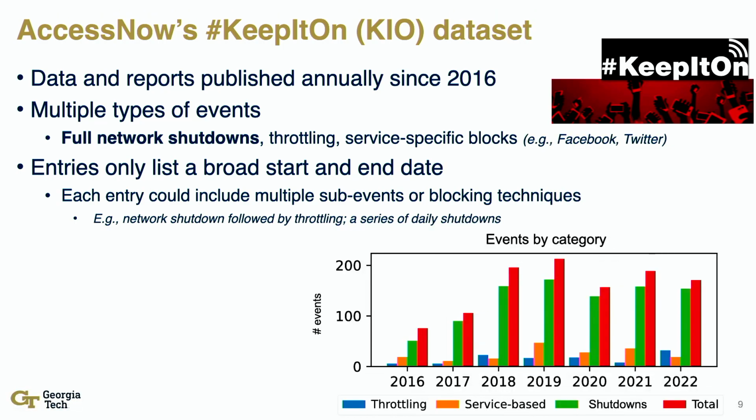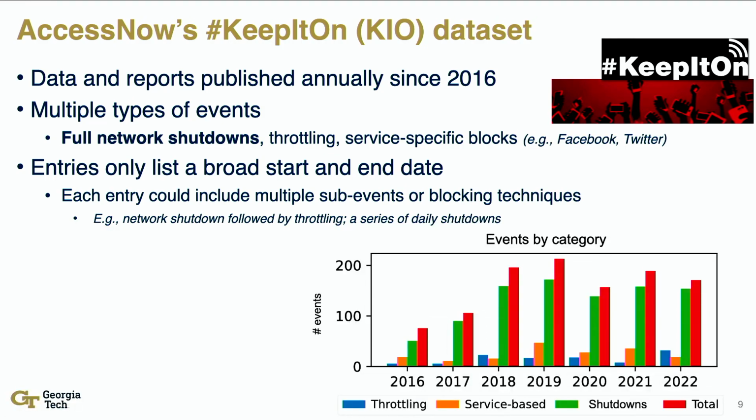This data set also includes information on the type of censorship technique involved. So this could be a full network shutdown, throttling of connections, or blocking specific websites or applications. It also includes pointers to news on the event, like it could be related to the shutdown specifically or politically what's going on in the country. It also gives details on the geographic scope of the event.